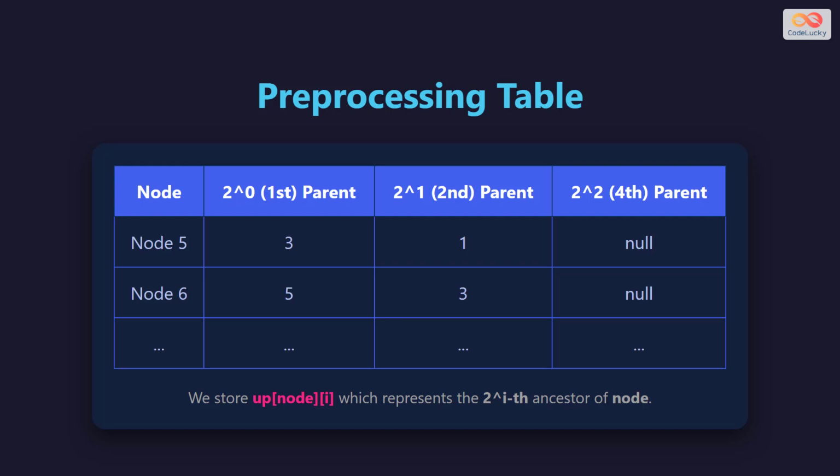To implement these jumps, we need to pre-calculate some information. We build a table, often called the up table, where up[node][i] stores the 2 to the power i-th parent of that node. For example, index 0 stores the first parent, index 1 stores the second parent, and index 2 stores the fourth parent.